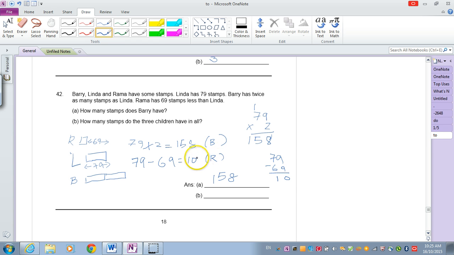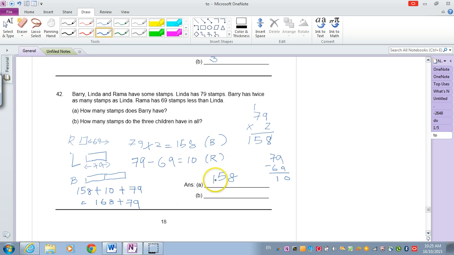Question B asks how many stamps do the 3 children have in all. So I need to add up the stamps that they have. So 158 plus 10 plus 79. Okay, so I know that is equal to 168 plus 79. So you will do your working once again.